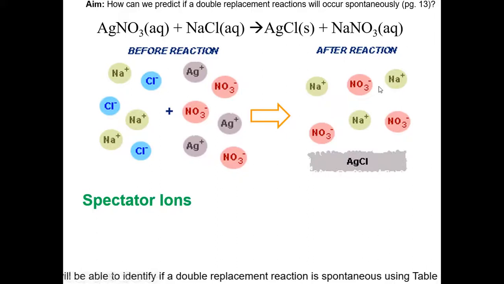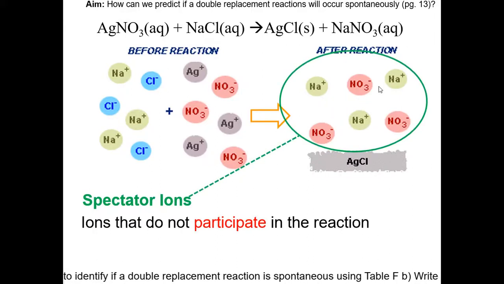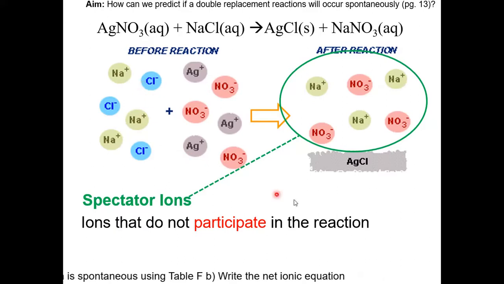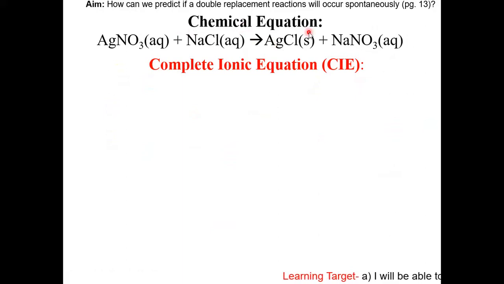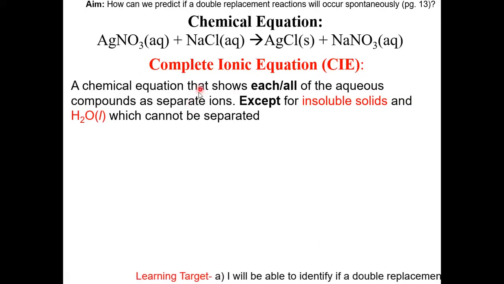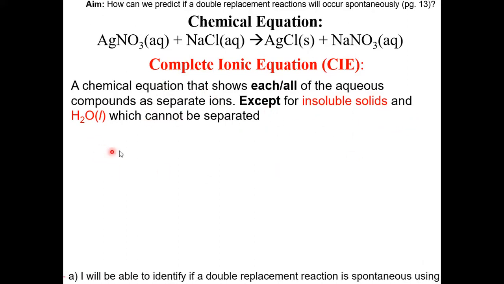This is called spectator ions. They are ions that do not participate in the reaction. They are basically watching or spectating the actual reaction, which is silver ions reacting with chloride ions to form a new substance, silver chloride. In the chemical equation, we are going to write the complete ionic equation, CIE. What is that? It is a chemical equation that shows each and all of the aqueous compounds as separate ions, except for the insoluble solids and H2O, which cannot be separated into ions.